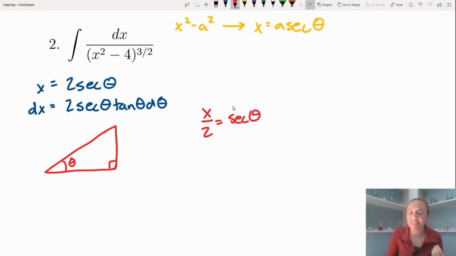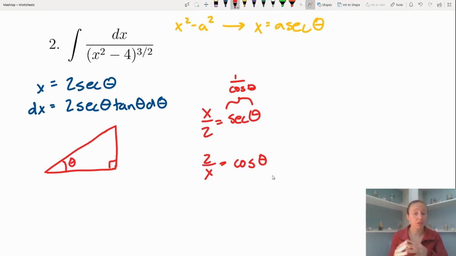But remember, what is secant of theta? That's 1 over cosine of theta. So if I have 1 over cosine of theta equals x over 2, that means that 2 over x equals cosine of theta over 1, which is just cosine of theta. That's telling me for cosine, adjacent over hypotenuse, my adjacent side to theta is 2, and my hypotenuse is x. So here I'll have 2, my hypotenuse is x.